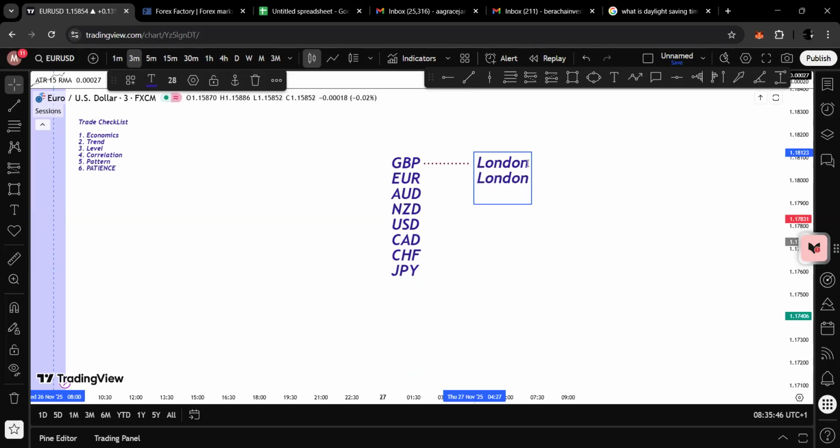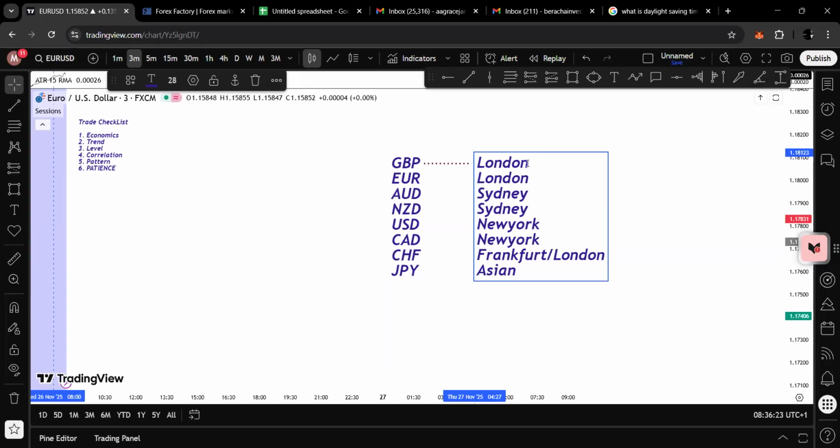AUD in the overnight session, Sydney. It's going to be active in the overnight session. Then NZD is also going to be active in the overnight session, Sydney. US is going to be active in the New York session. Canada is going to be active in the New York session. CHF is going to be active in the Frankfurt or London session. Then JPY is going to be active in the Asian session, but JPY is in the overnight. Follow me, guys. Sydney is also classified as our overnight. Then this one also is going to be active in what we call the overnight session.